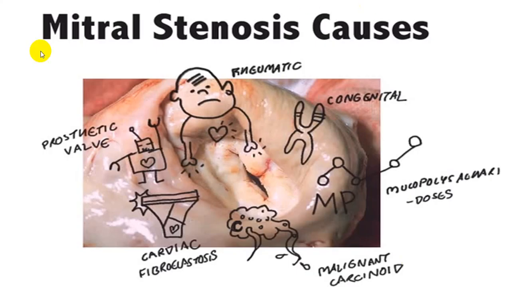So the common conditions we already mentioned, rheumatic and congenital, come topmost on the list. Then carcinoid syndrome, endocardial fibroelastosis, prosthetic valve can get stuck and produce a stenotic valve, and mucopolysaccharide disorders also can produce mitral stenosis, but the most common is rheumatic and congenital. You can put carcinoid syndrome, and another is prosthetic valve occlusion.